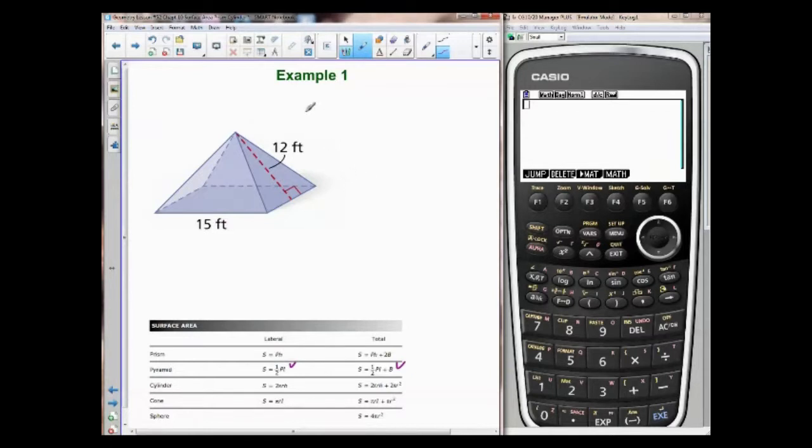So we're just going to plug and play. First thing I'm going to do is write down my formula: 1/2 P script L plus B. Now let's take a look at our definitions. P is perimeter. That's all the way around this puppy. So we're going to start here and travel around. That's 15 plus another 15 plus another 15 plus another 15. So I went around, total of 60 feet. So it's going to be 1/2 times 60.